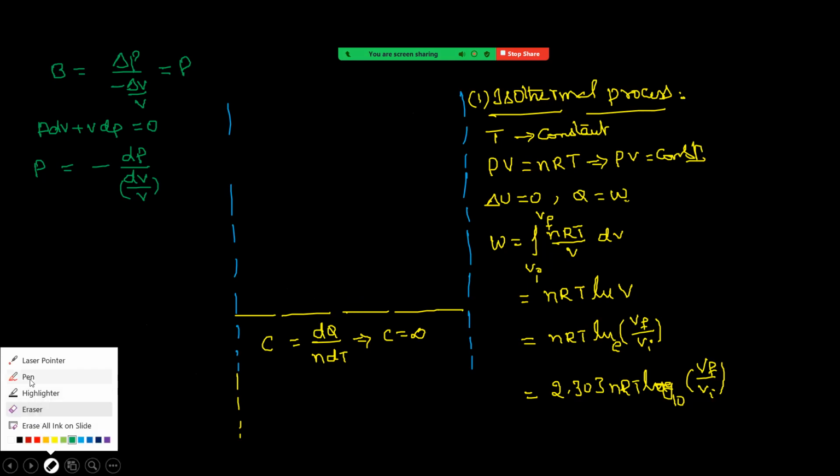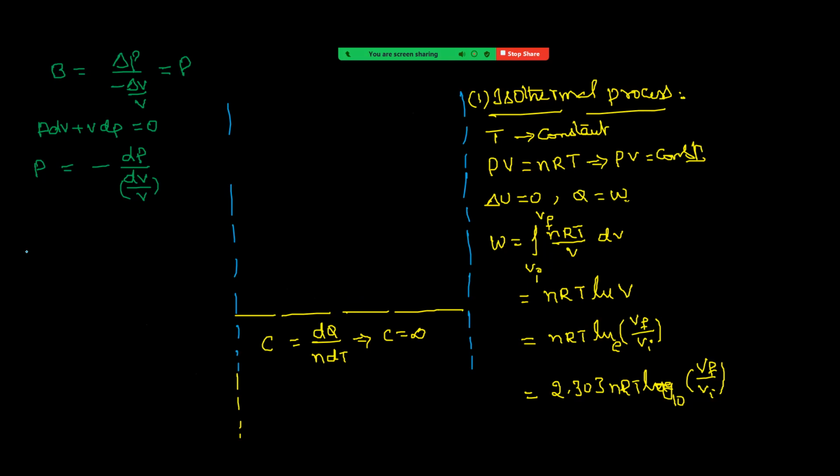Coming to the adiabatic process, for that Q equal to 0, condition 1. That means no heat energy is given to the system or taken from the system. So Q is 0, and from the first law, Q equal to 0 means delta U should be equal to minus W. See the meaning of this.